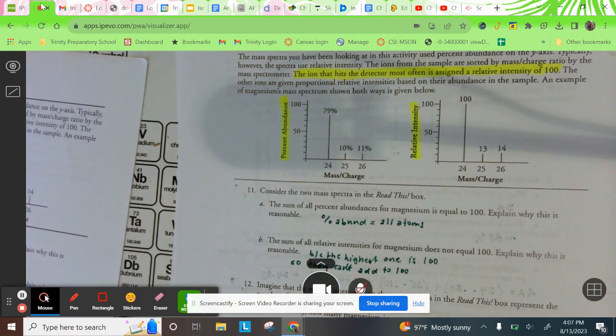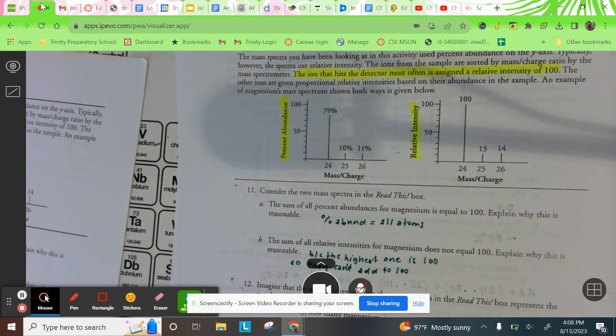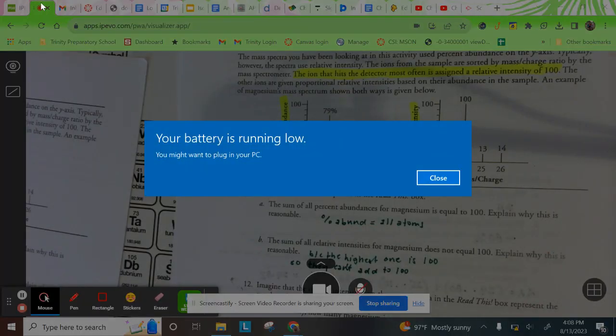Okay. All right, so let's keep going. Imagine that the relative intensities on the spectra in this box represent the number of particles in the sample. Theoretically, how many magnesium ions were detected by the mass spectrometer?